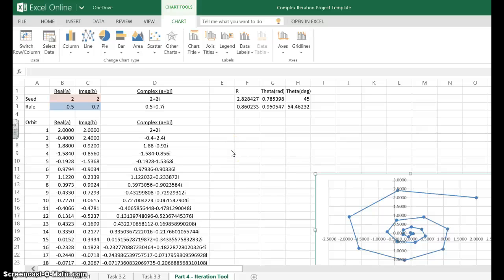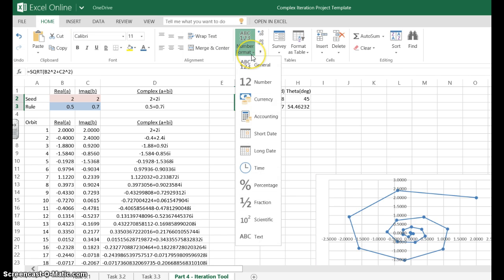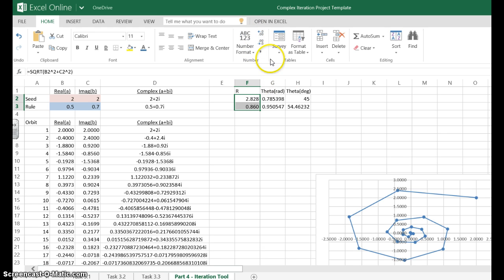Okay, this is part 2 of the task 4 video, and we left off where we had everything done here where we computed the complex number orbit and graphed it and got some intuition behind what was going on. So the way I want to finish this up, I'm going to do a little formatting here. I'm going to create the number format. It's just going to put number. I'm going to make this 3 decimal points.